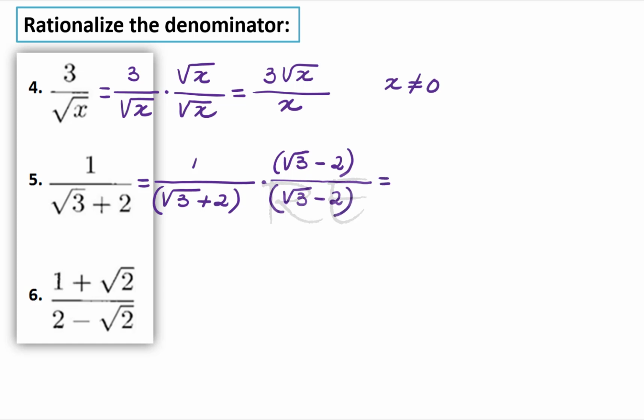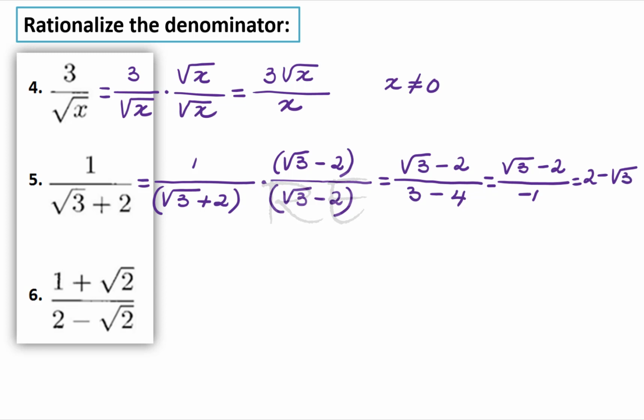The numerator stays square root of 3 minus 2. The denominator, square root of 3 squared, which is 3, minus 2 squared, which is 4. We obtain square root of 3 minus 2 divided by negative 1. If we choose to distribute the negative sign, we will get 2 minus square root of 3.